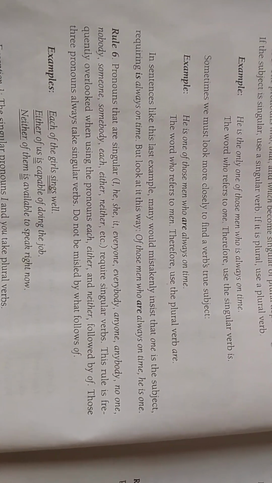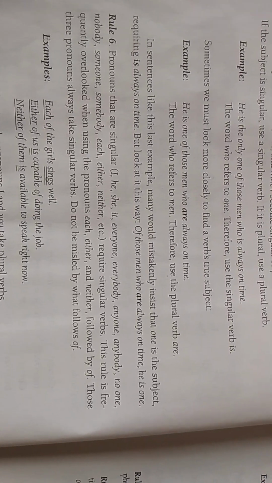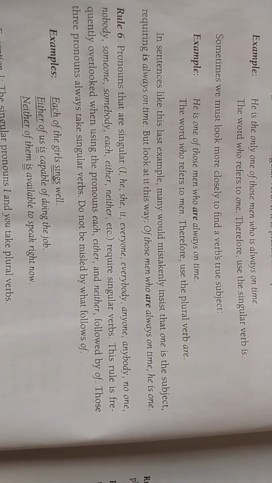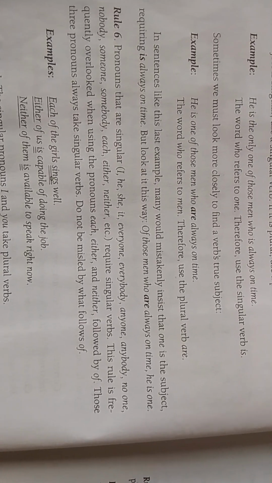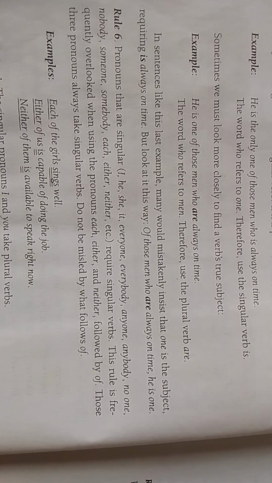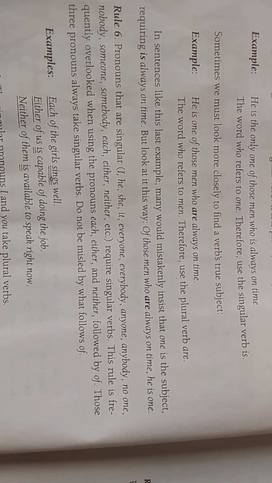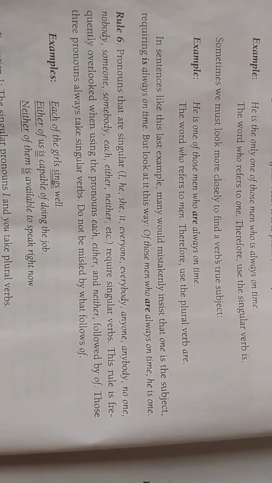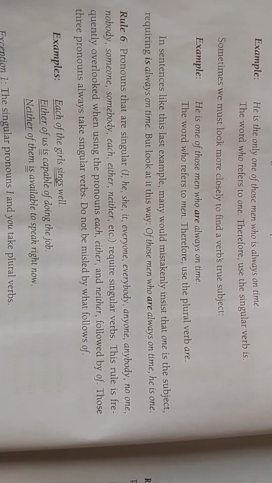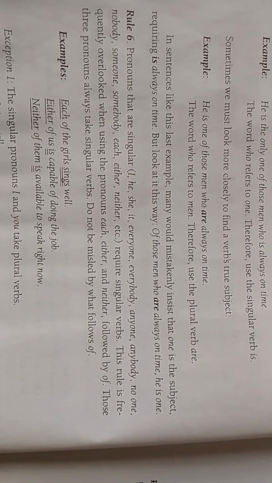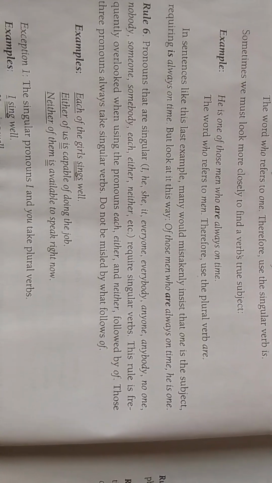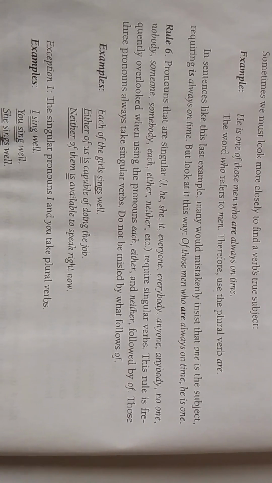Rule number 6. Pronouns that are singular: I, he, she, it, everyone, everybody, anyone, anybody, no one, nobody, someone, somebody, each, either, neither, etc. require a singular verb. This rule is frequently overlooked when using the pronouns each, either, and neither followed by of. Those three pronouns always take a singular verb. Do not be misled by what follows of. "Each of the girls sings well." "Either of us is capable of doing the job." "Neither of them is able to speak right now."